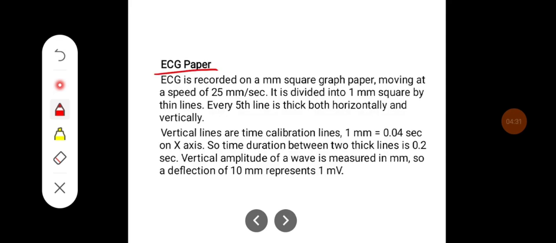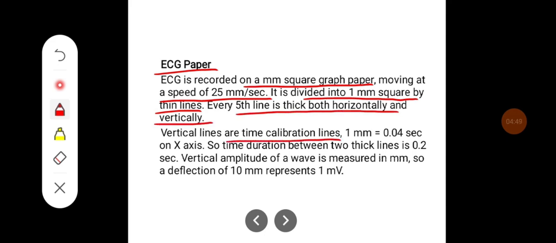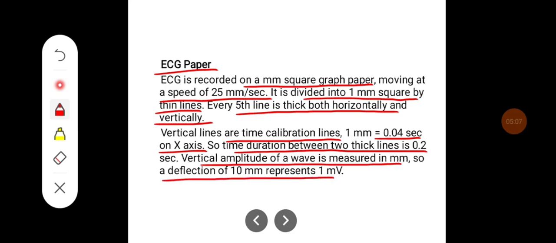ECG paper. ECG is recorded on millimeter square graph paper moving at a speed of 25 millimeters per second. It is divided into 1 millimeter squares by thin lines. Every fifth line is thick both horizontally and vertically. Vertical lines are time calibrations, that is 1 millimeter is equal to 0.04 seconds on the x-axis. So the time duration between two thick lines is 0.2 second, and the vertical amplitude of a wave is measured in millimeters. A deflection of 10 millimeters represents 1 millivolt.